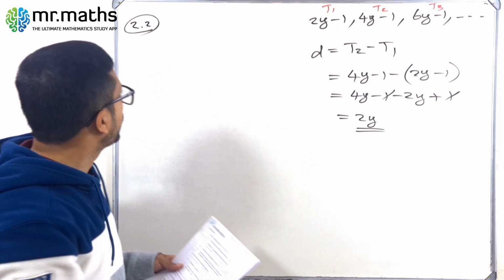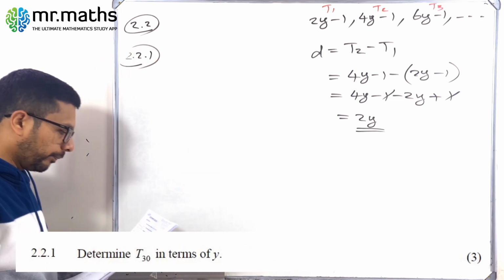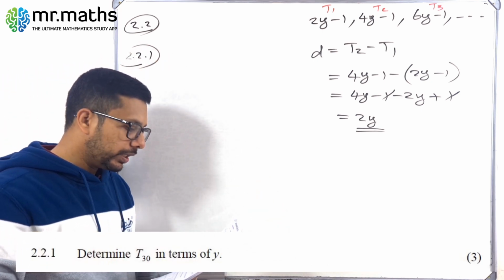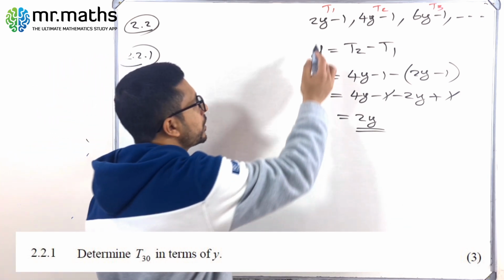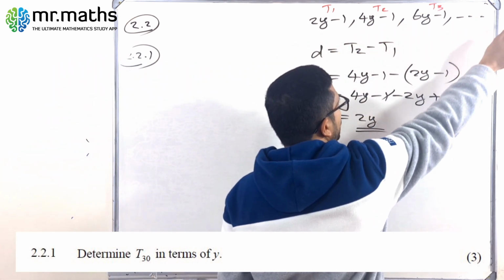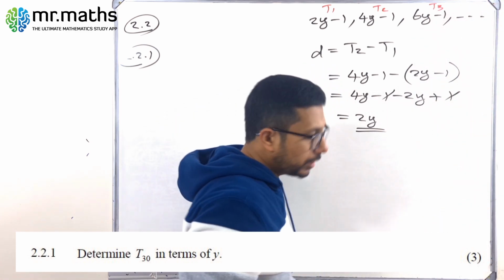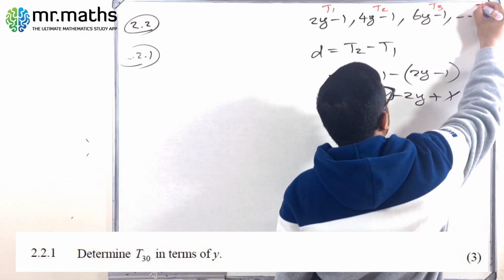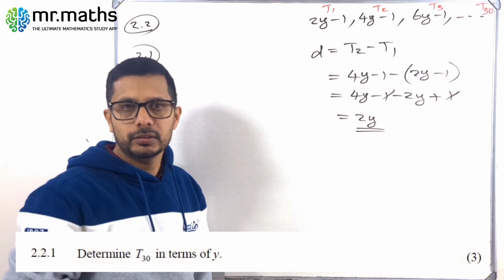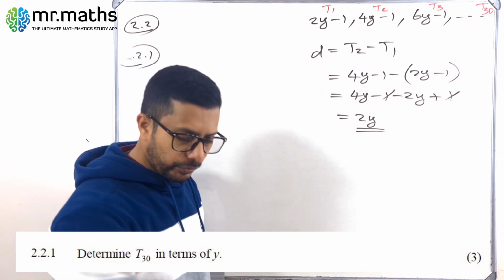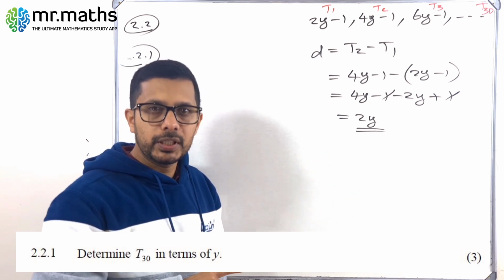Okay, now what is our question? First question 2.2.1. What is the question? Determine T30. You have to find the 30th term. This is the first term, second term, third term, fourth term, it's going like that, and somewhere here you have to find the 30th term. T30 you have to find. Do you understand? Okay, so how can you find the 30th term?